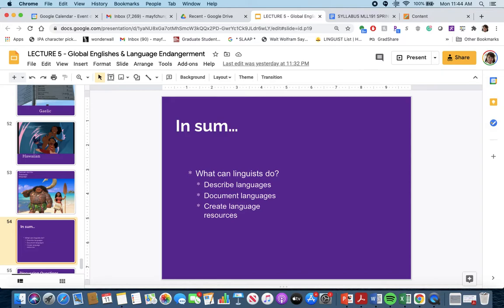So, in sum, linguists, we can describe languages, we can document languages, we can also create language resources. I've worked on creating a language guide for people who live in coastal Carolinas. They have a special dialect, the Outer Banks English. And this is something you can implement in the schools. We can teach a dialect curriculum to show the students, this is something to be proud of. This is your heritage.